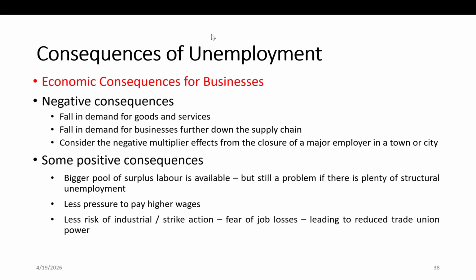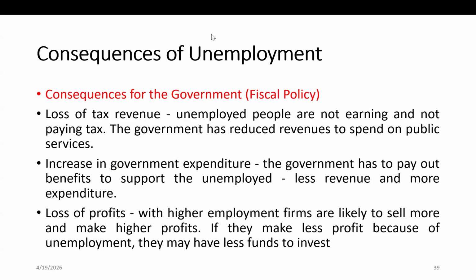If many people are unemployed and few are employed, then those employed people will also have pressure on their jobs. So they will try to somehow manage without losing the job. So then there won't be any strikes or labor actions. And then these are the consequences for the government or the fiscal policy. Read those and try to understand before I explain.